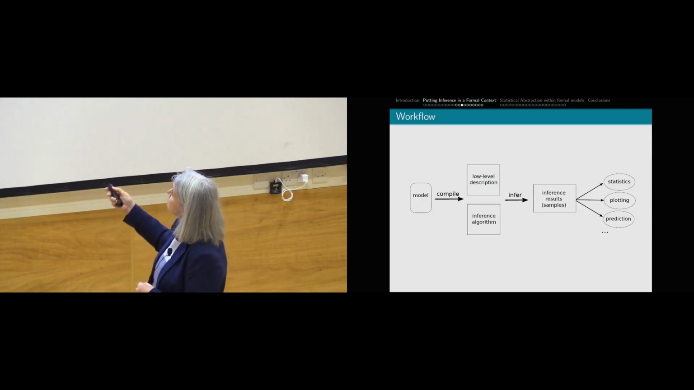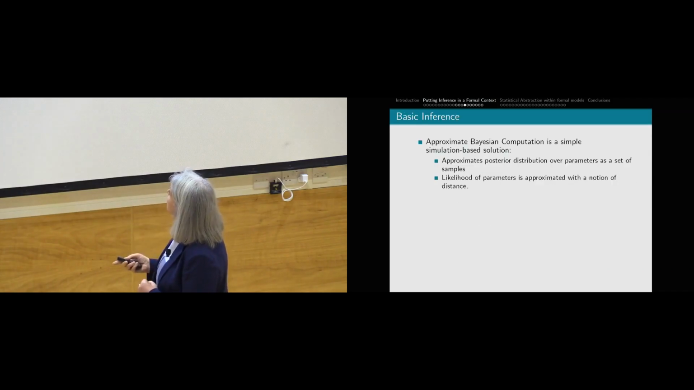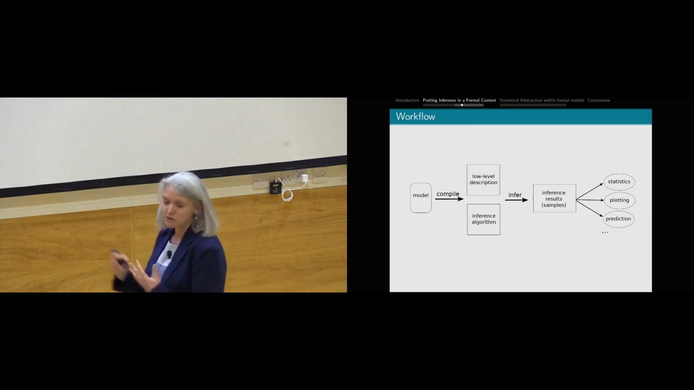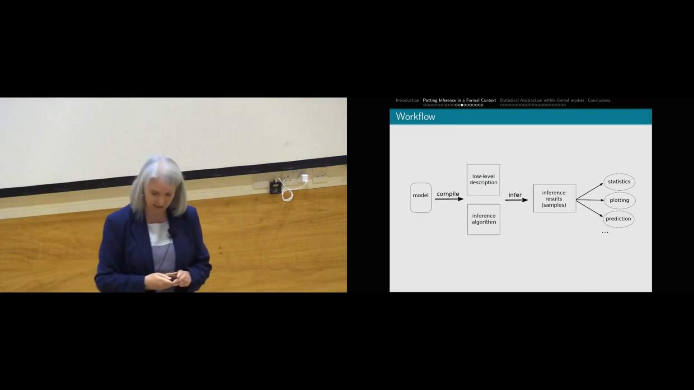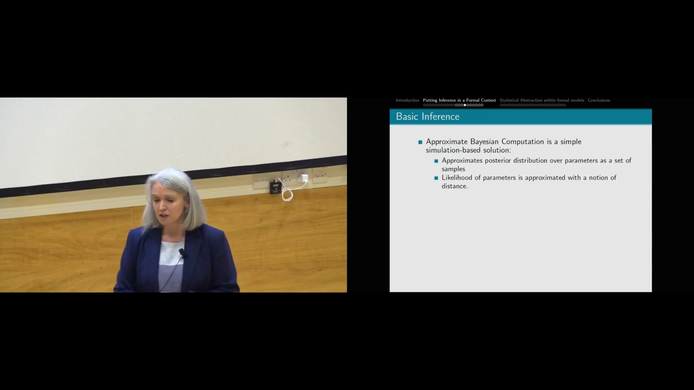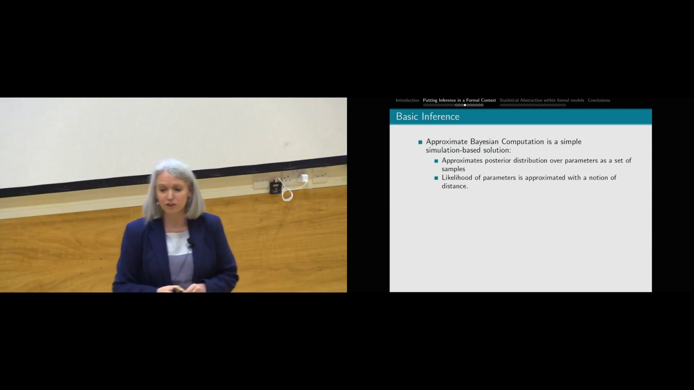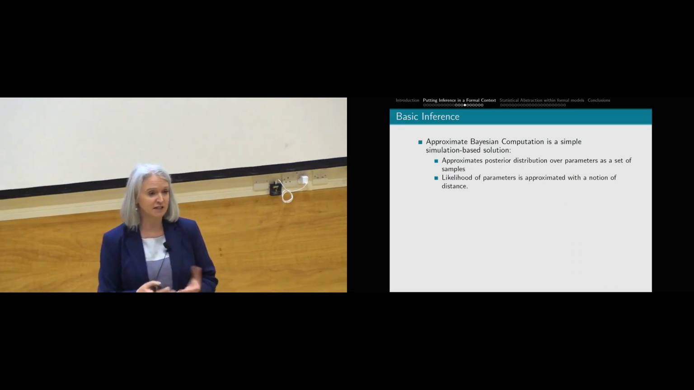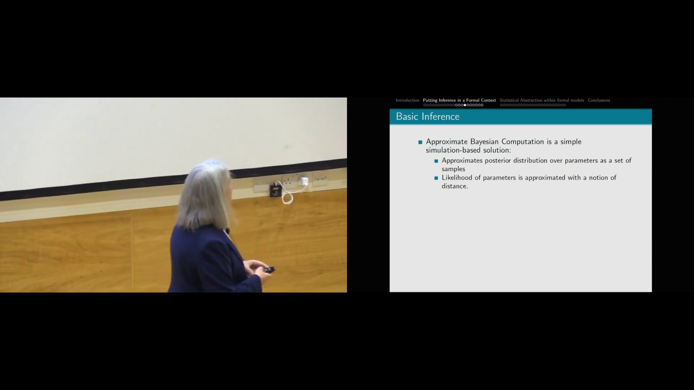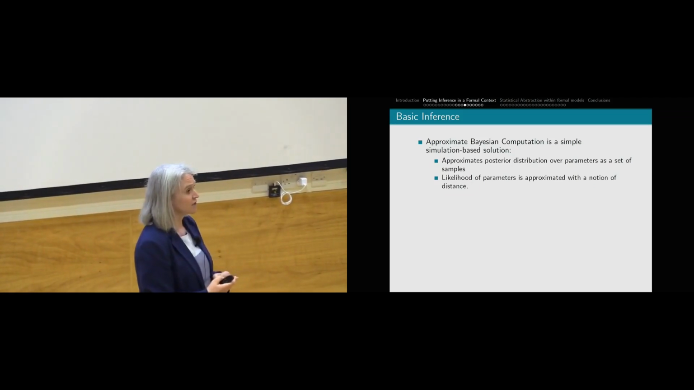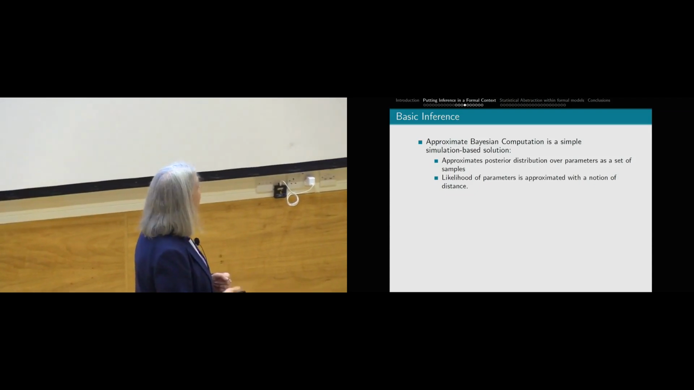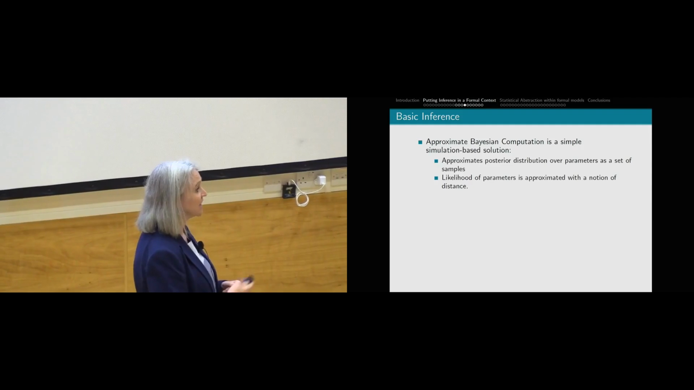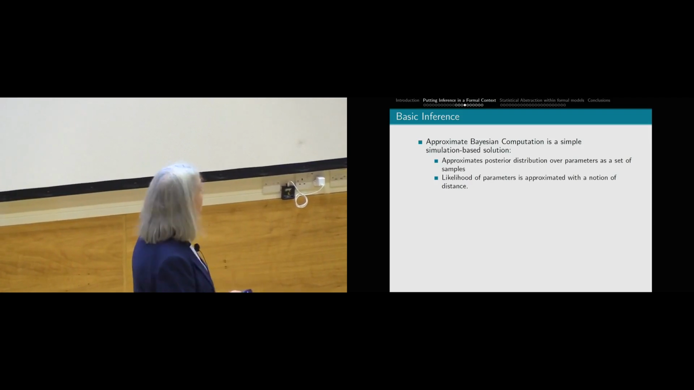We have our model. We compile it down to its mathematical representation, use it with an inference algorithm and some results, to then infer. And then we can do the usual things we do with a model, like building predictions or statistics or plotting outputs. So I'm going to talk about the simplest inference algorithm that we use in this dynamic context, which is called approximate Bayesian computation. It's a very simple simulation-based approach. It approximates the posterior distribution essentially just by running the model with samples of parameters and then seeing which satisfy our observations and which don't.